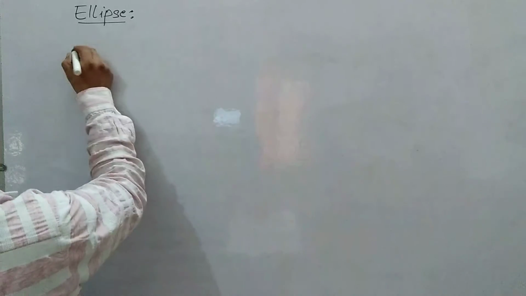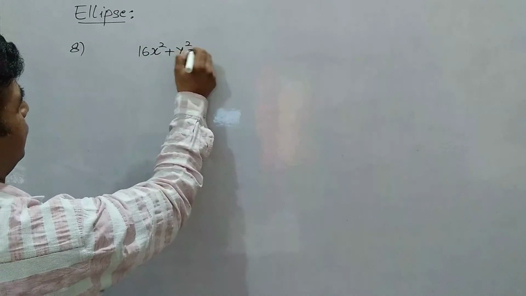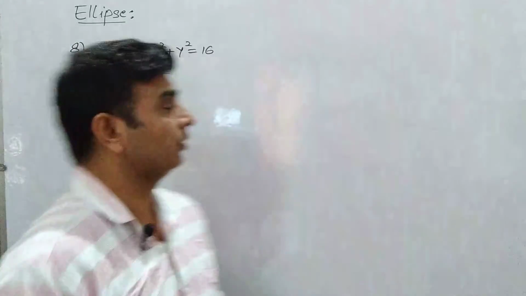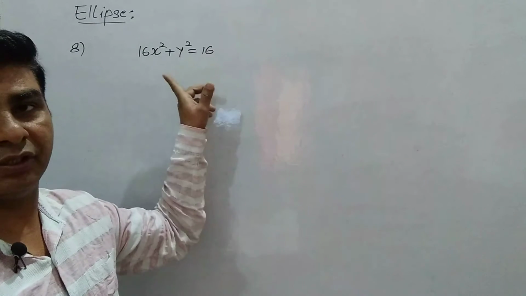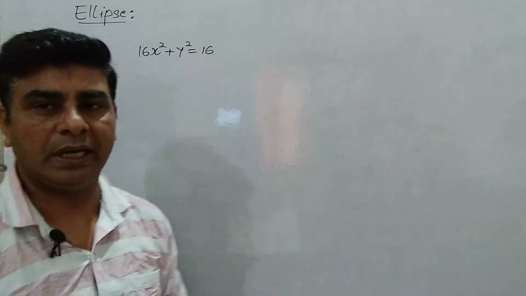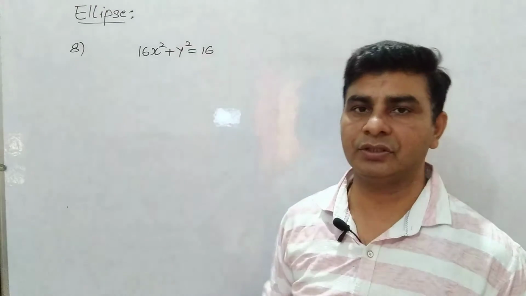This is given by 16x square plus y square is equal to 16. This is question number 8, in which the equation of the ellipse is given in this form, which is not in the form of x square by a square plus y square by b square is equal to 1. So first of all we have to reduce this given equation to that standard form.